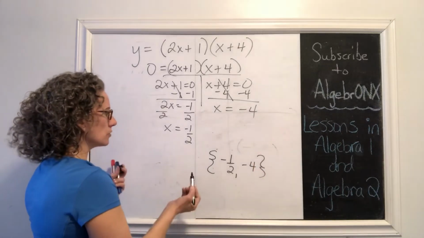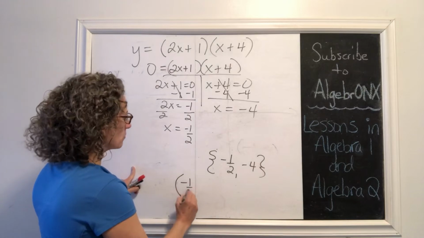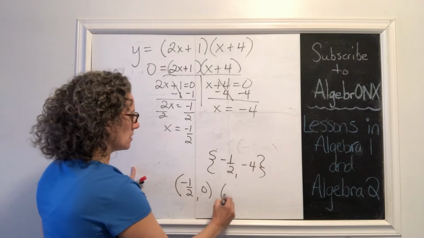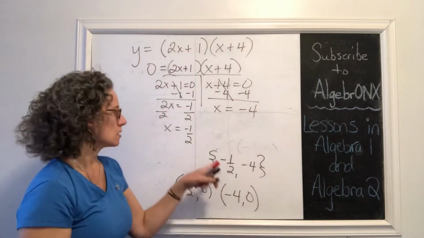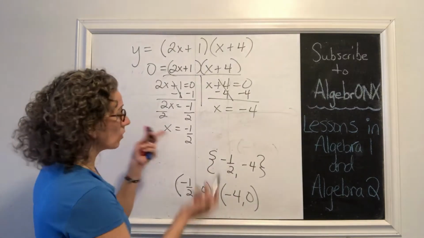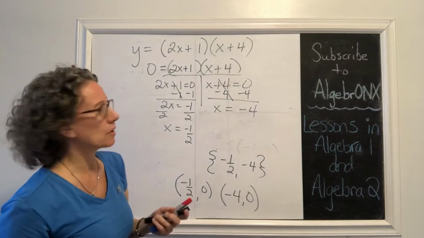They're my x solutions for my roots. And the coordinates of those points are -1/2, 0, and -4, 0. Okay, so these are the x-intercepts. These are the zeros of the function. Also called the solutions to the function. Okay, so this was generally an easy one.